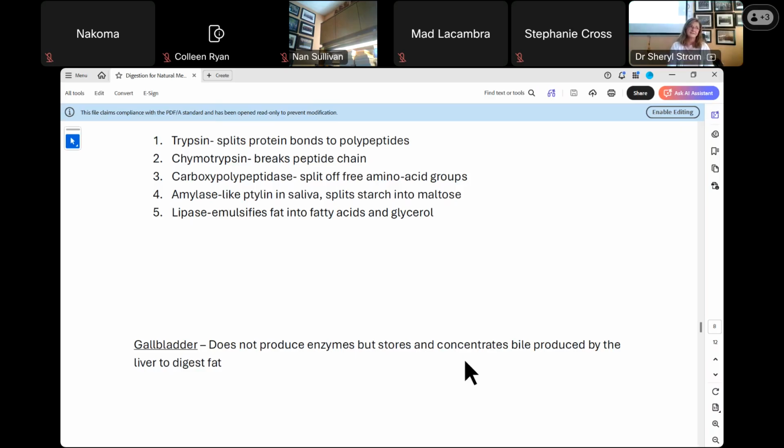ox bile. Is that called a spoonerism? That's called a spoonerism. Switched them. She's stuck.